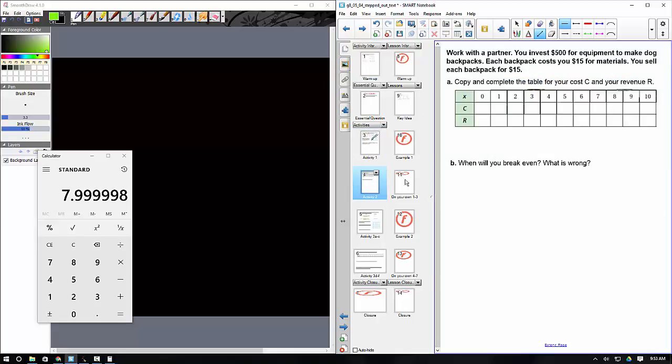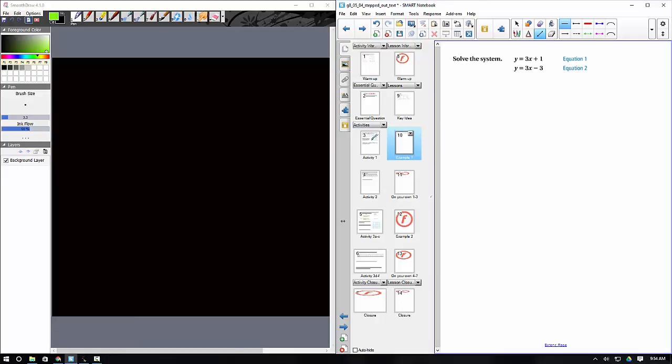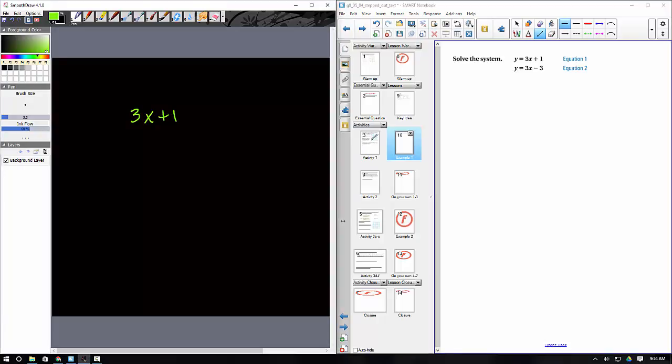Next one I want to talk about is this right here, where I have this system of equations. I have 3x plus 1 and 3x minus 3. And I want to solve it. So I'm going to go through and I'll write this down. I'll have 3x plus 1 equals 3x minus 3. And I draw my line, I box my coefficients. Now here's where the issue is. I want to first move the coefficients to the same side. So I'll subtract 3x from this side. I'll subtract it from this side.